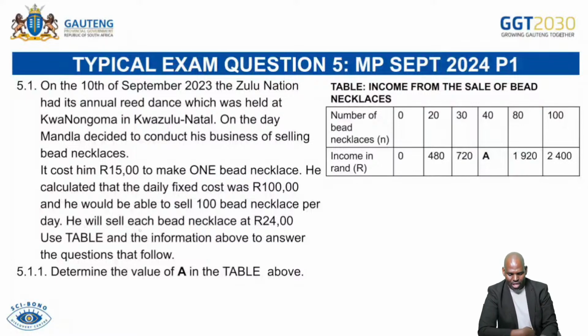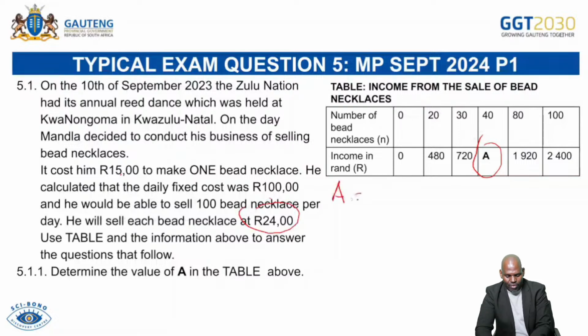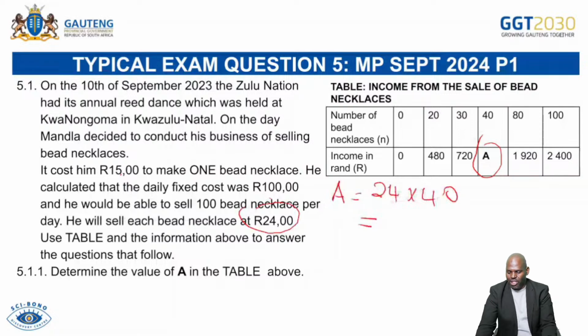Determine the value of A in the table. What is the value of A, or what does A represent? Let us read this one. It cost him 15 rand. Okay, so in order to calculate income, we must take the selling price. In this case, he will sell each bead necklace at 24 rand. So the selling price is 24 rand. So the value of A is 24 rand multiplied by 40. So it's 24 multiplied by 40. It's 960 rand.